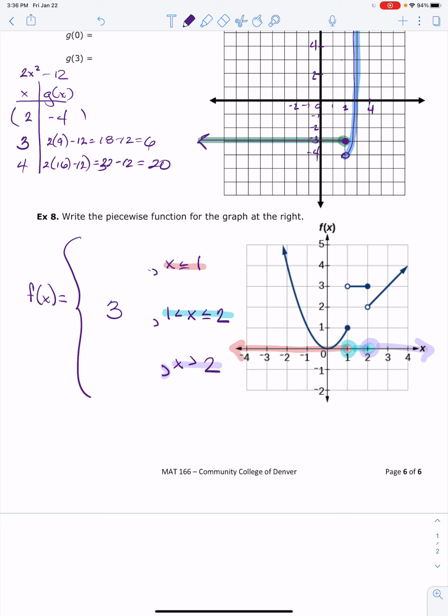X greater than 2. Well, I could extend this back. This just looks like the line y equals x. So y equals x, f of x equals x. X less than or equal to 1, we've got to recognize that this is a parabola. My vertex is at 0, 0, so it doesn't look like it's shifted left, right, or up, down. Over 1, up 1 on both sides, so this is the standard parabola, x squared. And that's it. We're done.